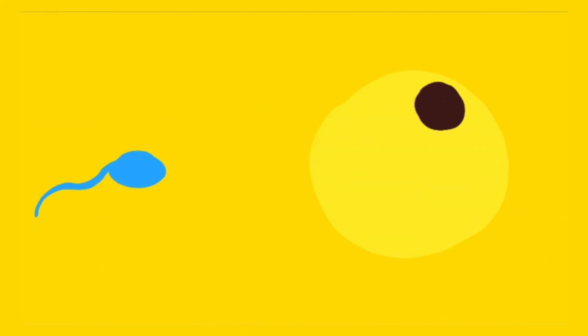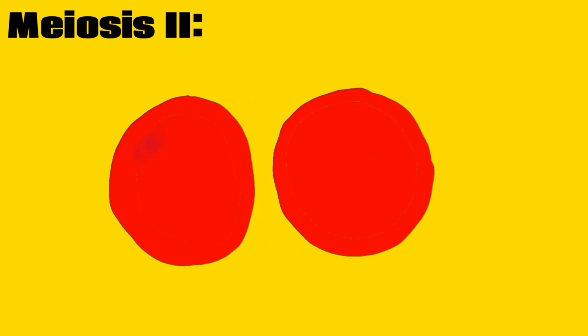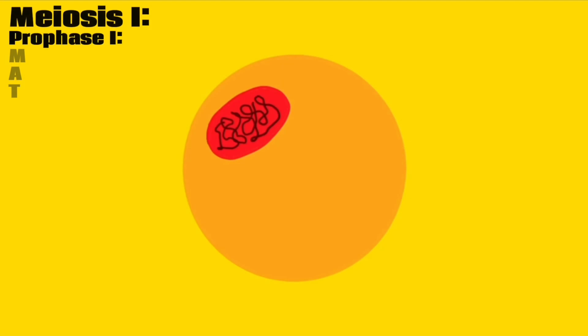When two haploid gametes, like an egg and a sperm, come together in sexual reproduction, a diploid cell is created. In meiosis, a diploid parent cell produces 4 haploid daughter cells, sex cells. Okay, so let's get into the stages of meiosis. There are 2 parts of meiosis: meiosis 1, where the parent cell divides, and meiosis 2, where the daughter cells divide.